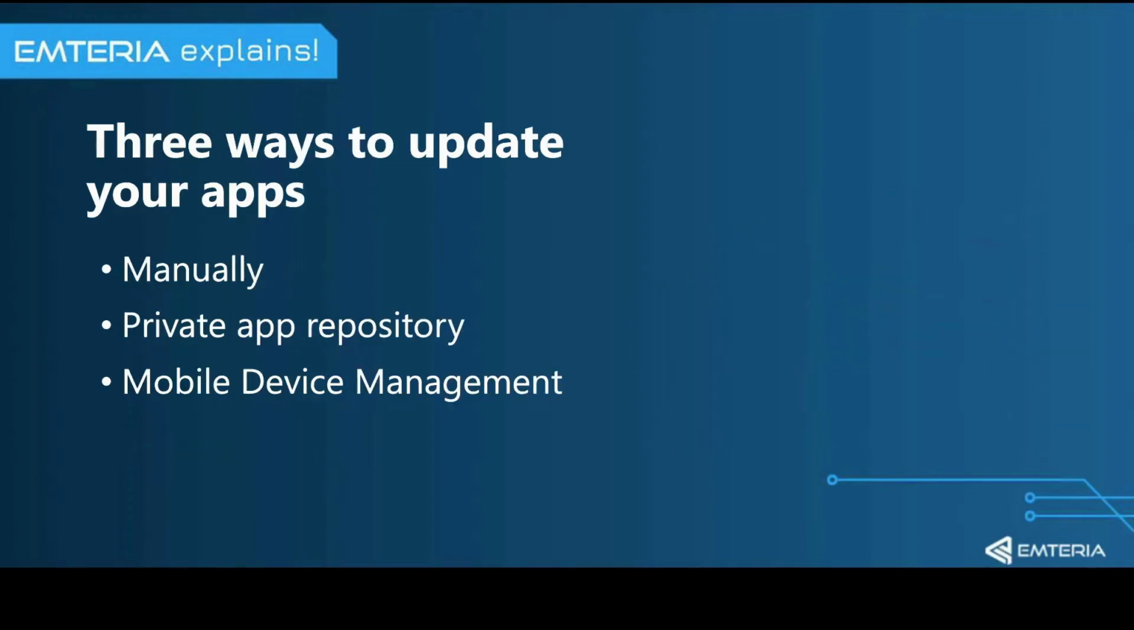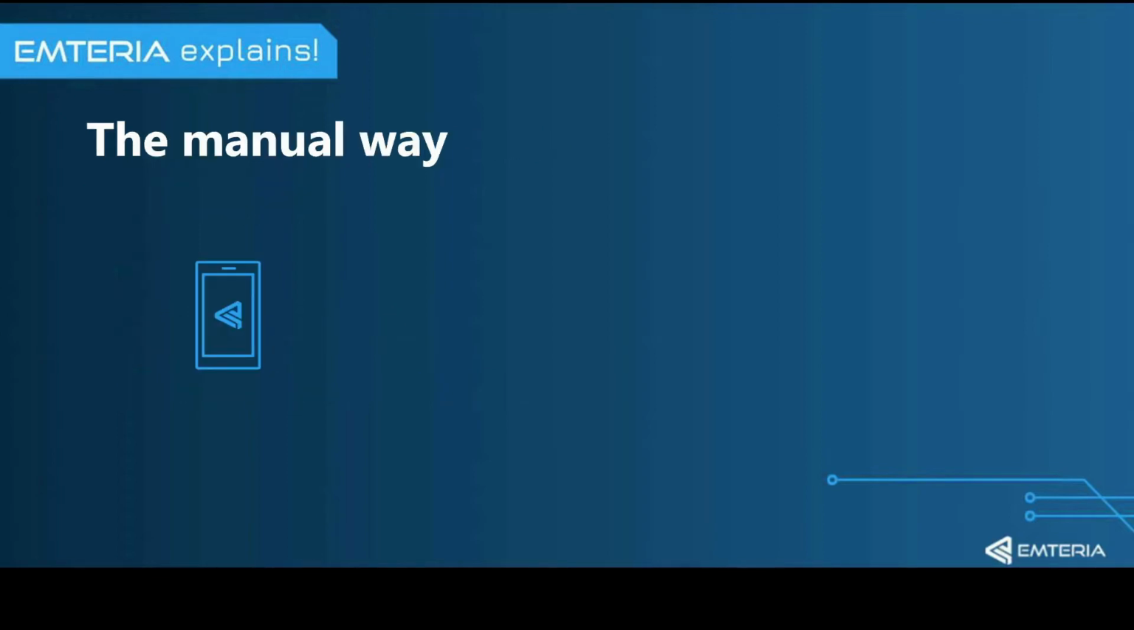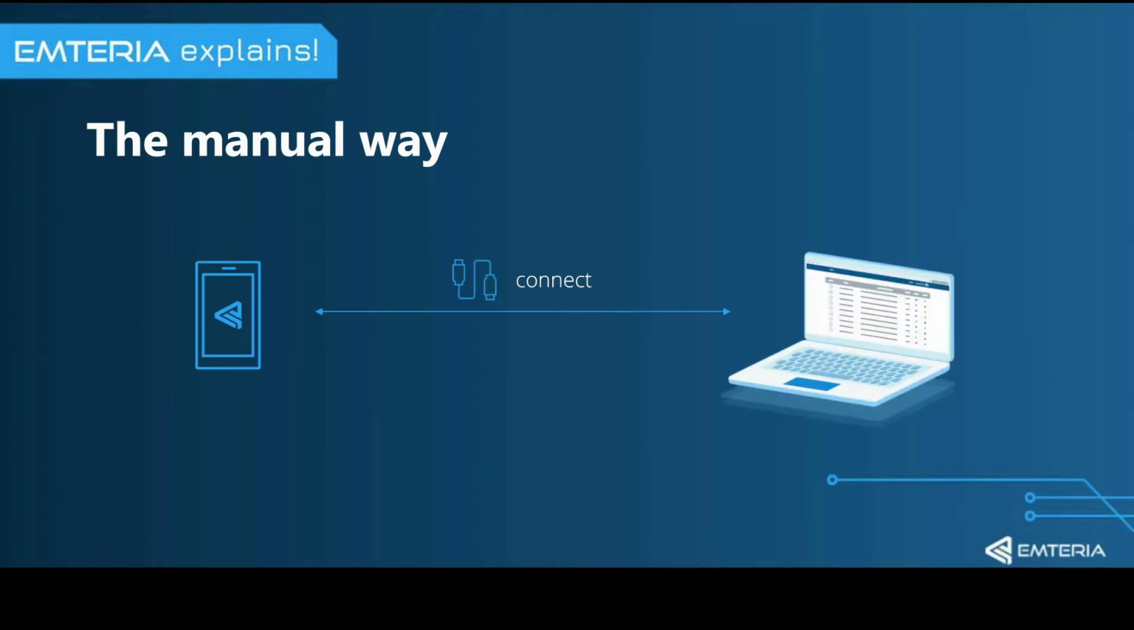Now I'd like to show you 3 different approaches on how to update a custom app. There's the manual way, using a private app repository, and automation with mobile device management. The manual way. Imagine you have your device right in front of you. Plug it into your PC and transfer the update via file transfer. You can also provide the update online and download it via a browser. If you only have one or a few devices, this approach works quite fine. But if you have several devices, this is a lot of work.